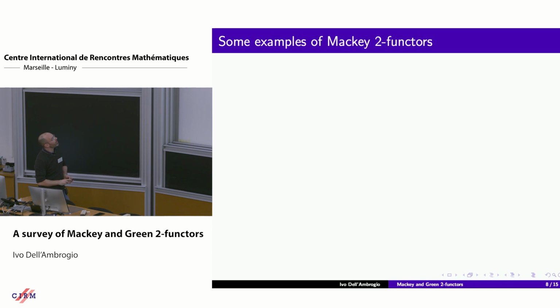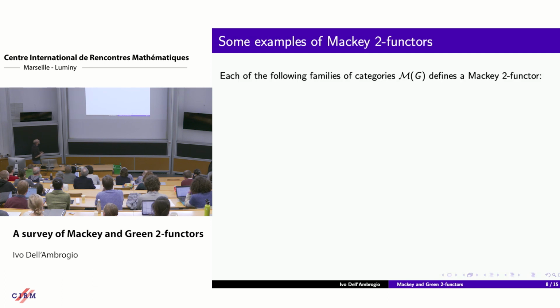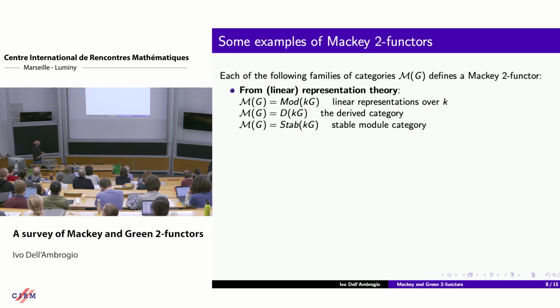Now let's see some examples. So there are machines that produce examples, but I don't want to talk about them because you can maybe kind of guess them. And anyway, the axioms are easy to check. Once somebody has proved that you have, I don't know, ambidexterity, then you know there is an isomorphism between left and right adjoints. So the axiom is checked. All right, so each of the following families of categories M of G, where you can vary G among, say, finite groups, defines a Mackey 2 functor.